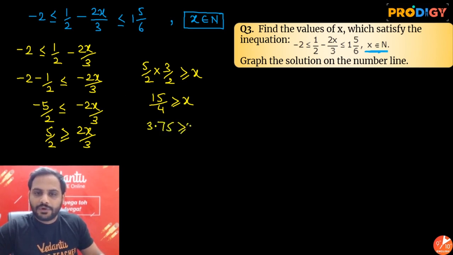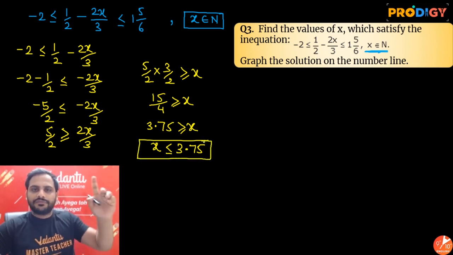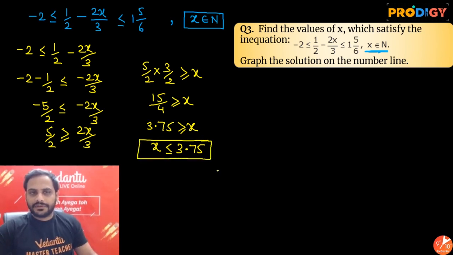3.75 is greater than or equal to x, or I can write it as x is less than or equal to 3.75. I have told you, if we interchange LHS and RHS, in that case also the inequality sign will reverse, because 3.75 is greater, here also 3.75 is greater. So this is my solution for the first part of the equation.